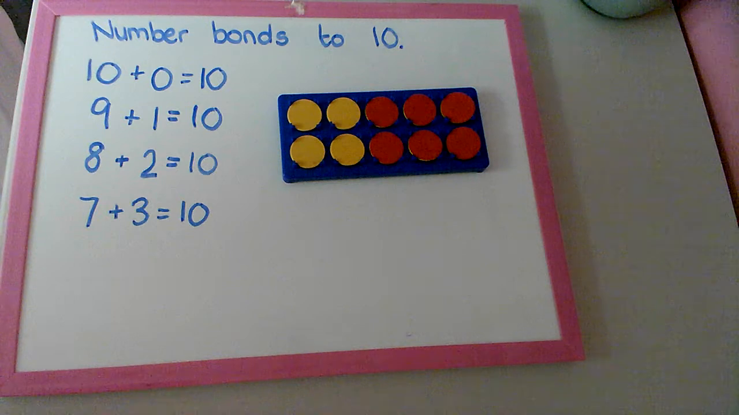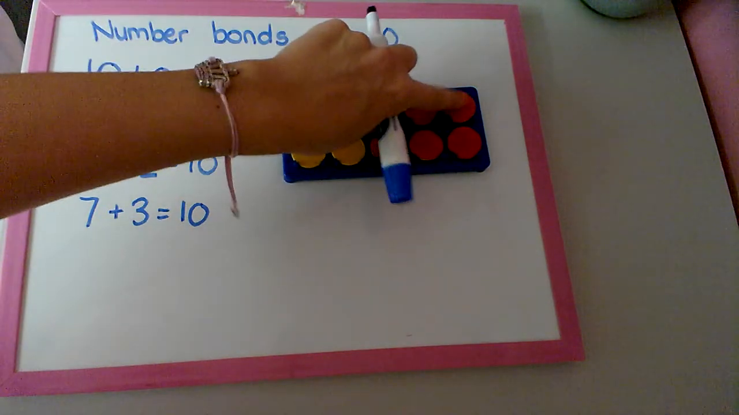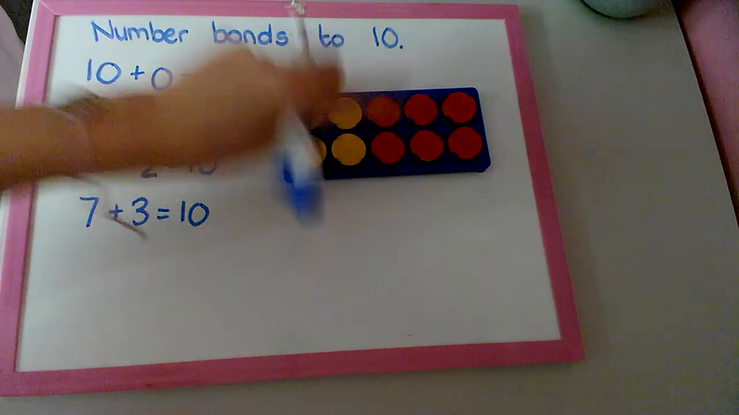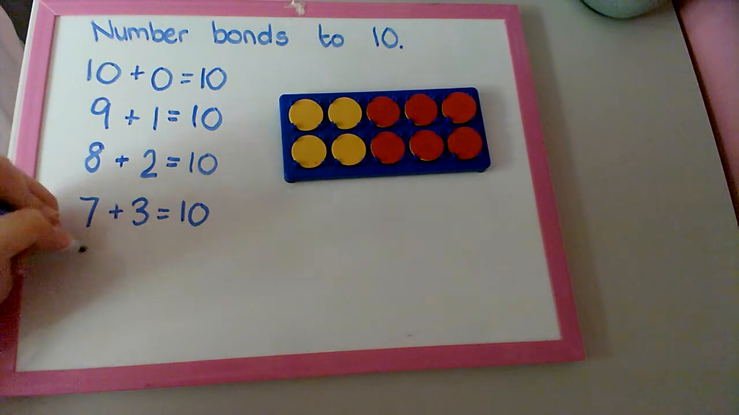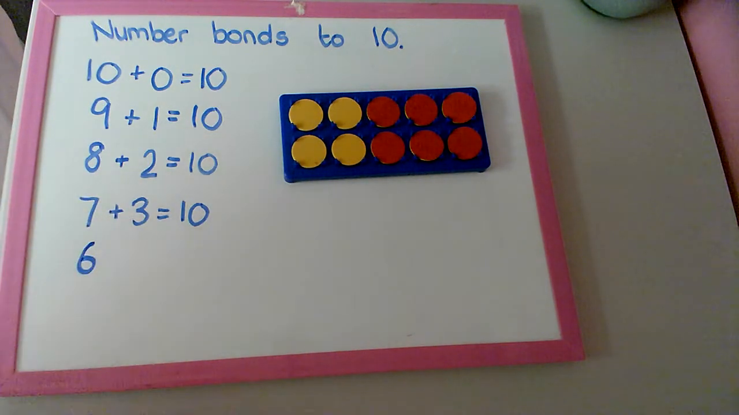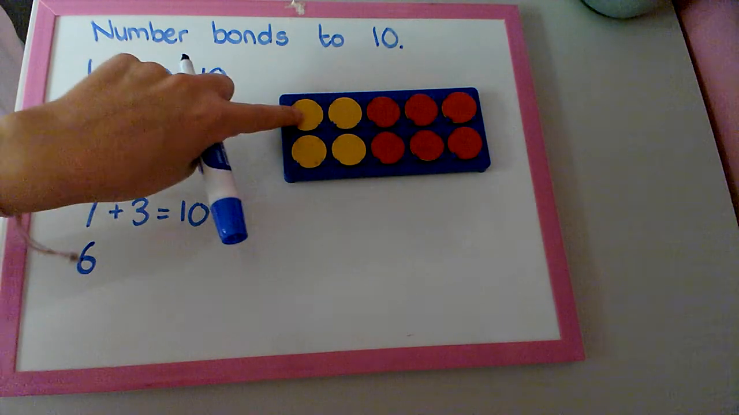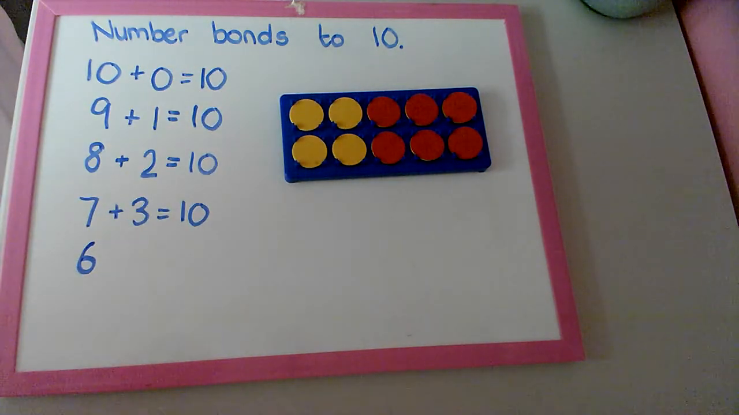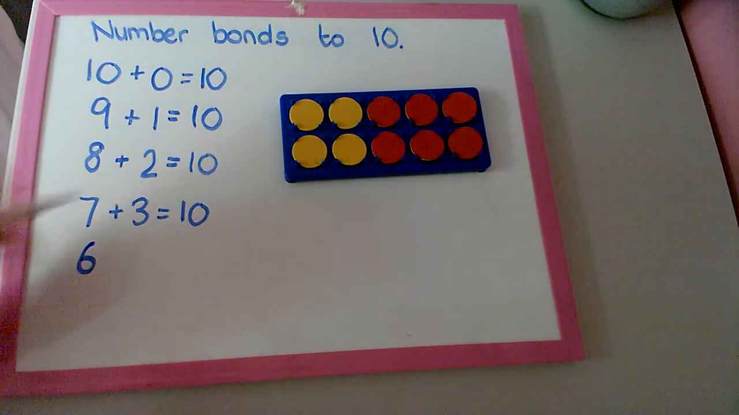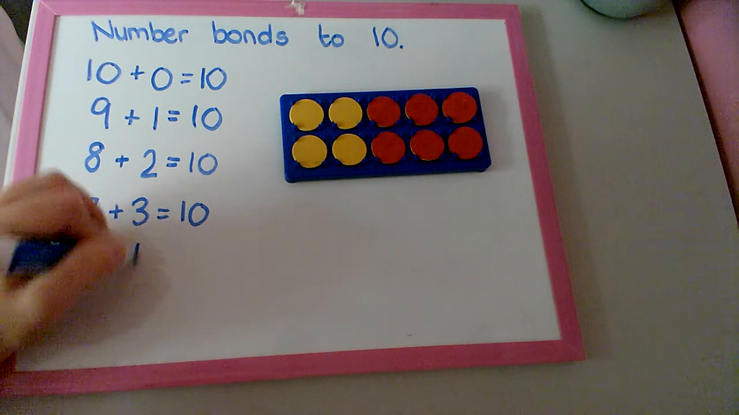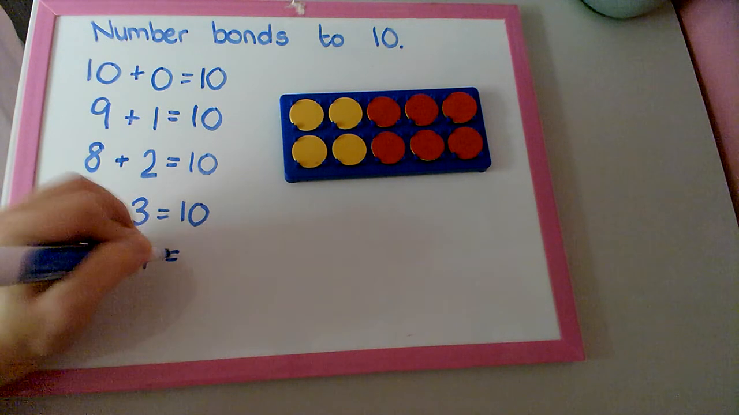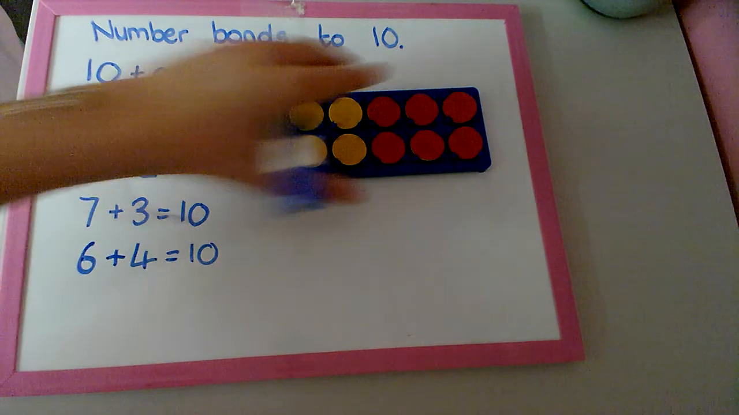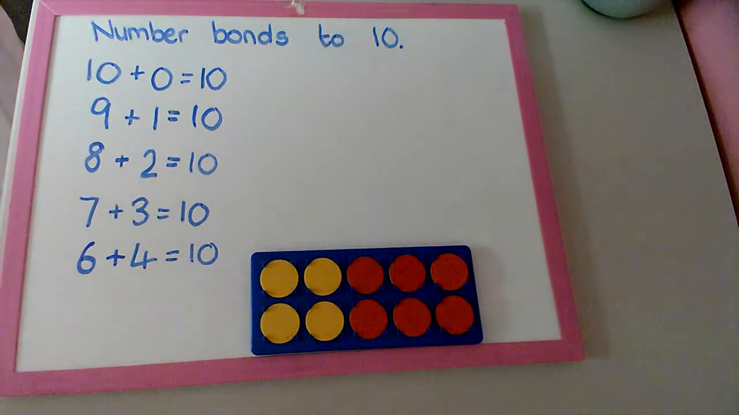So let's turn another red counter to yellow. How many red counters do I have now? 1, 2, 3, 4, 5, 6. So I have 6 red counters. And how many yellow? 1, 2, 3, 4. So I have 4 yellow. So 6 add 4 equals 10. It's carried on the pattern. Let's see if it still continues.